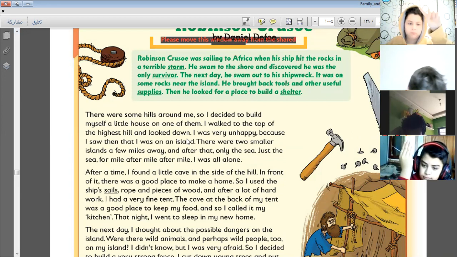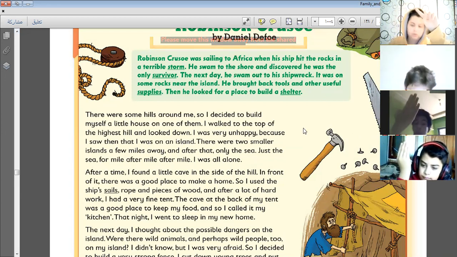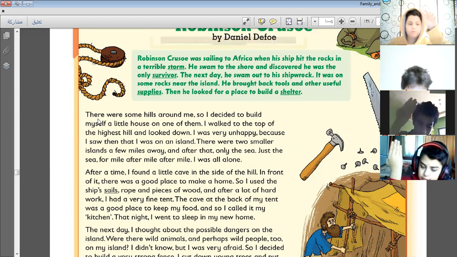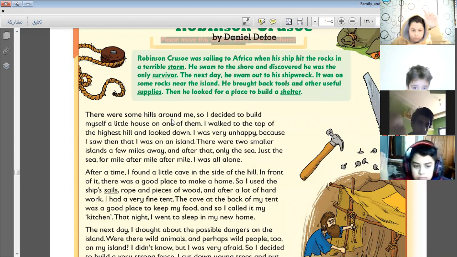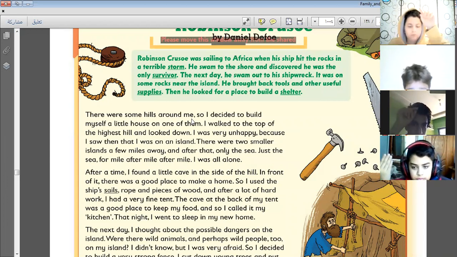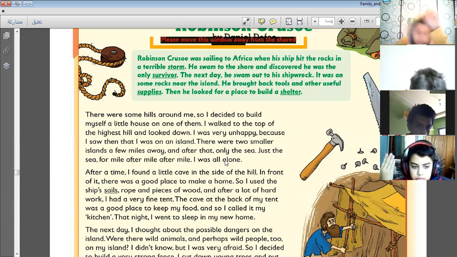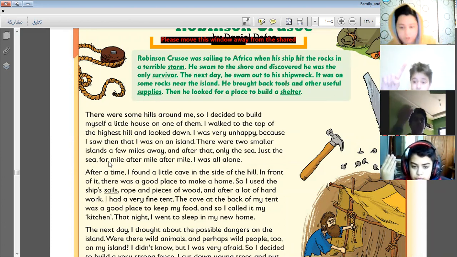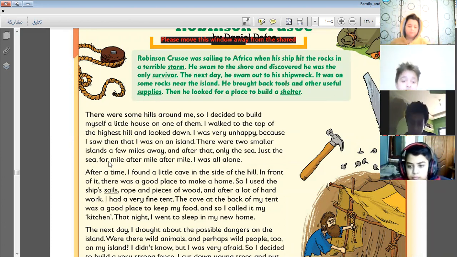Okay. Read exactly as I did. Read slowly. Of course, number 1. There were some hills around me. He is telling the story about himself. We have a comma here, you need to observe the comma and the full stop. Slow down, read slowly. So yes, please start. Yes, teacher, can you hear me? Yes, I can hear you.